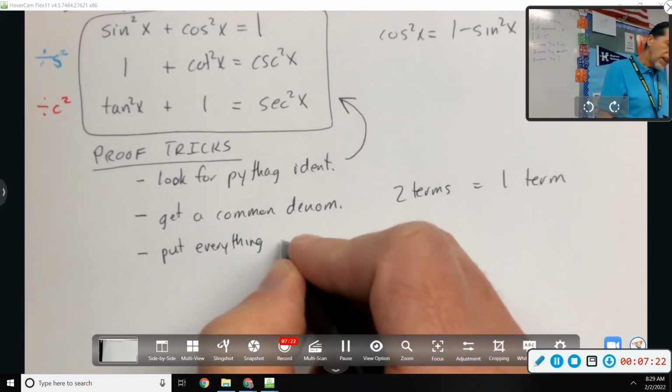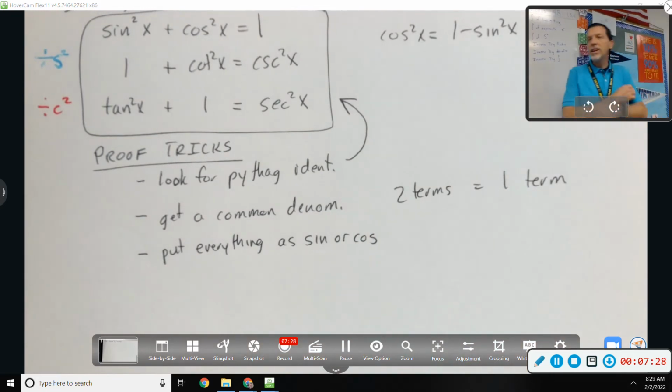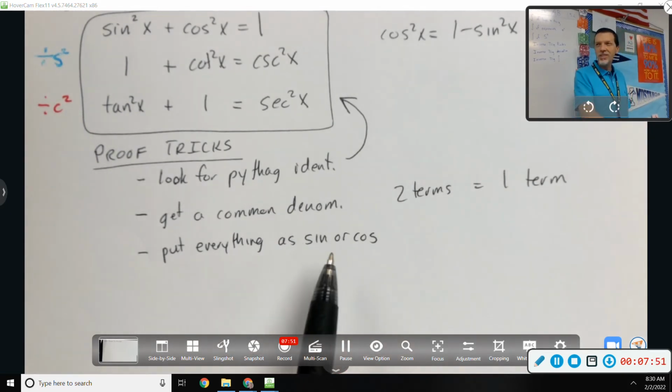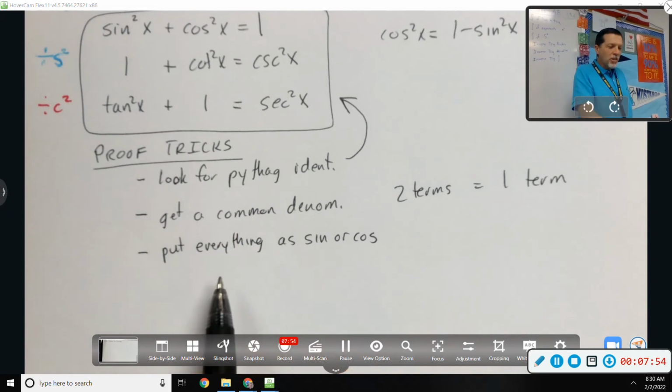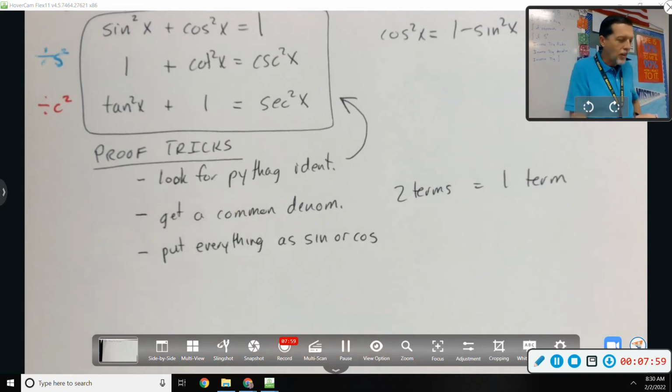You can put everything as sine or cosine. Again, you don't do this all the time because sometimes it makes a mess of things. But if you're absolutely stuck, and sometimes it makes life easy, you can write every trig function as something with sine or cosine, or both. And so if you're stuck, you can do that. Again, be careful. Sometimes that makes it worse. If you should have used a Pythagorean identity or get a common denominator, then maybe this isn't the best thing to do. So again, these are all options, things that you might try. Not a list of things that you definitely do, just things to think about.